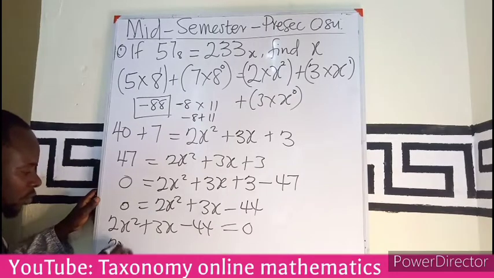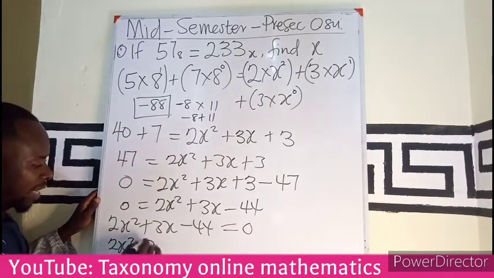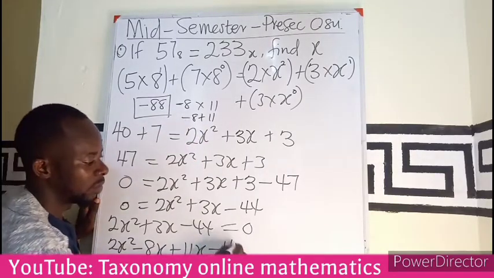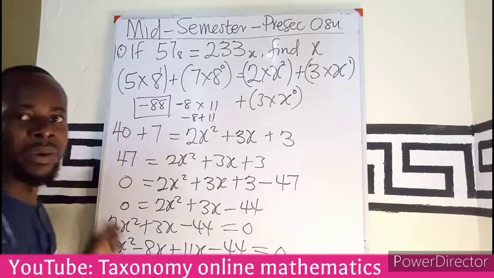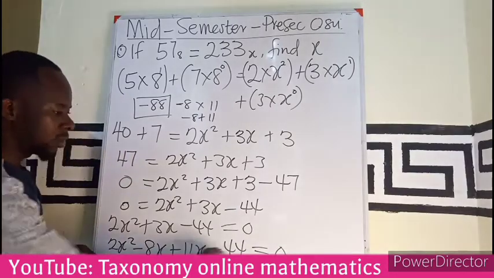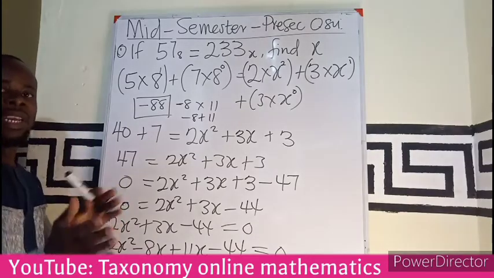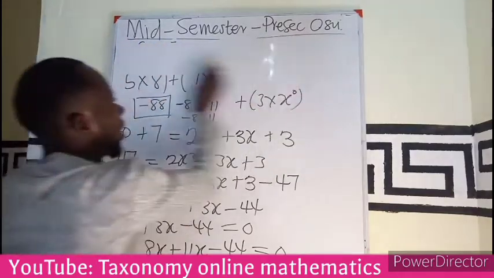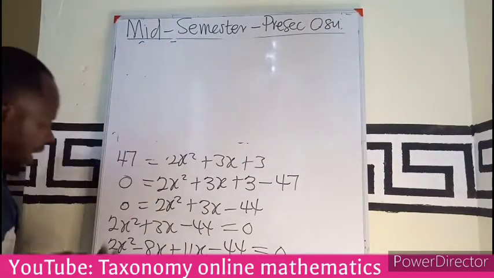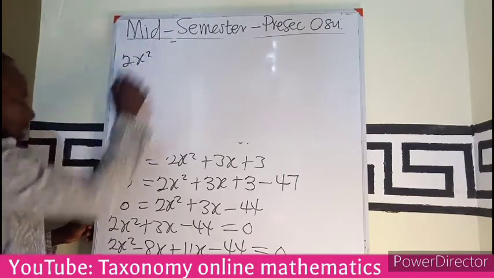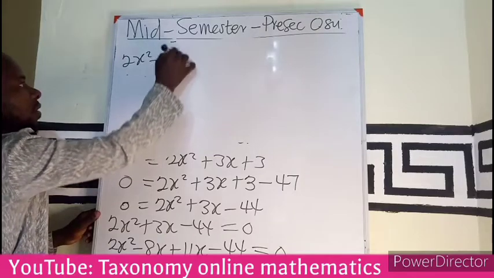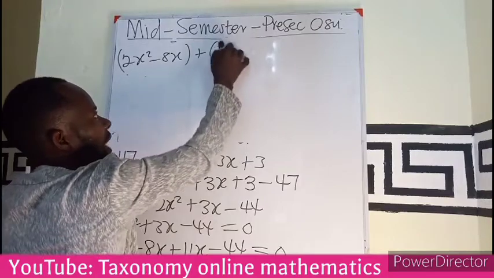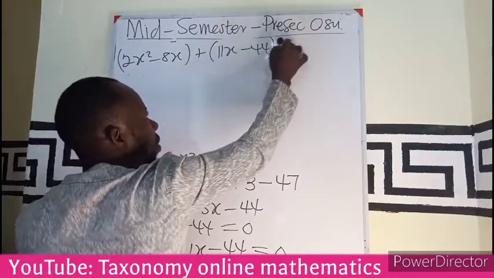So I have 2x squared minus 8x plus 11x minus 44, all equals 0. The moment you're having 4 terms, then we group them together. That means the first 2 in one bracket, the last 2 in another bracket. So grouping them becomes 2x squared minus 8x, plus 11x minus 44, all equals 0.